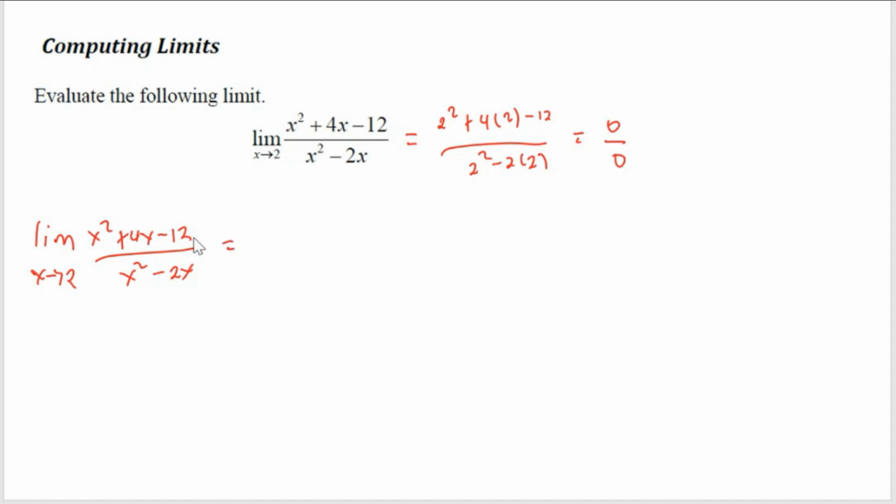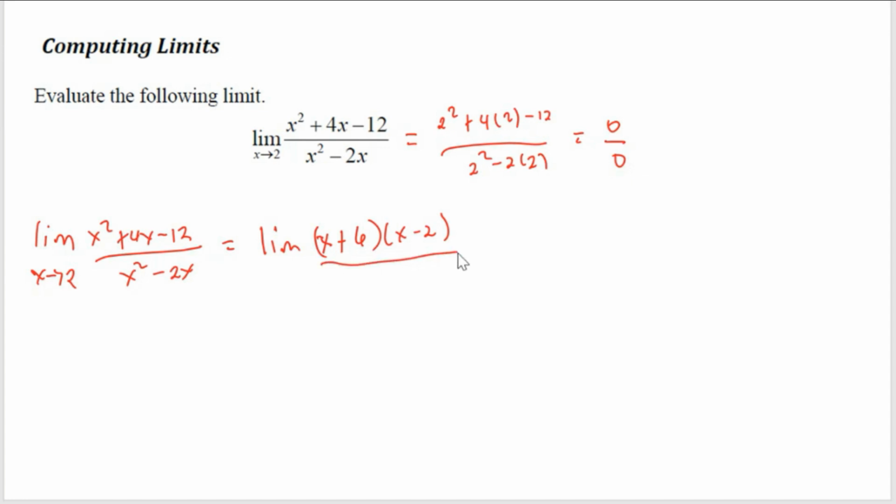Now in that case, class, I'm going to factor the numerator, as well as the denominator. So we have here the limit of the factors of x squared plus 4x minus 12, which is x plus 6 times x minus 2. So let's check. The first terms: x times x is x squared. Outer terms: x times negative 2 is negative 2x. Inner terms: 6 times x is 6x. So combine the outer and the inner, it gives us the middle term of 4x. Now for the last terms, we have 6 times negative 2 is negative 12. So the factors are now correct.